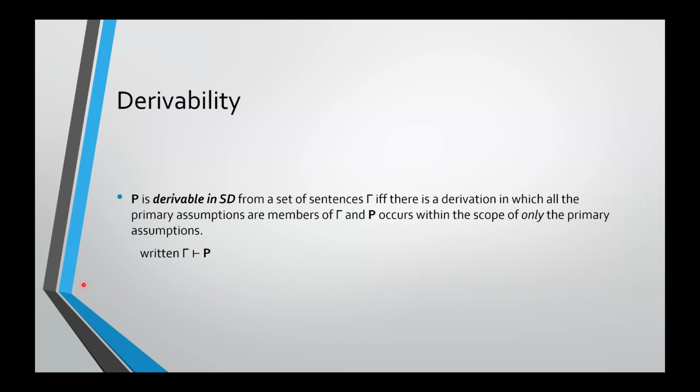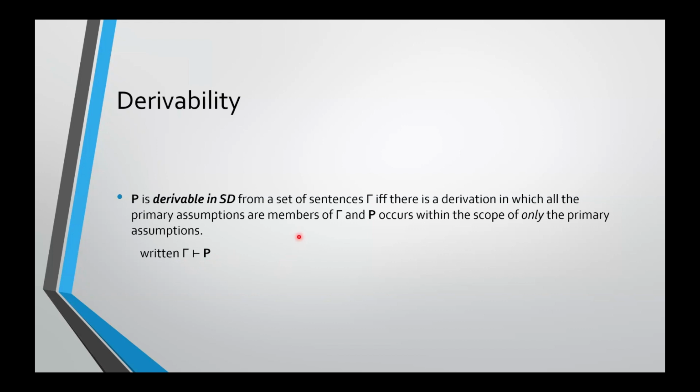So a sentence P is derivable in SD from a set of sentences gamma if and only if there's a derivation in which all of the primary assumptions are members of gamma, and P occurs within the scope of only the primary assumptions. So auxiliary assumptions may have occurred in this derivation, but all of them have been discharged, and P is now only within the scope of the primary assumptions. And of course, we write this gamma single turnstile P.